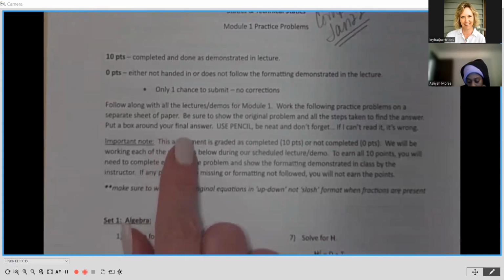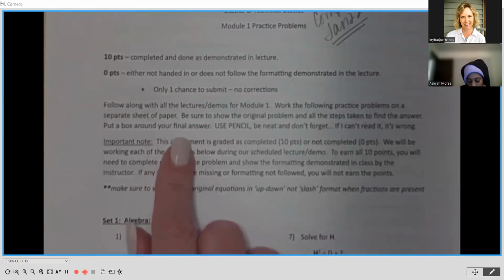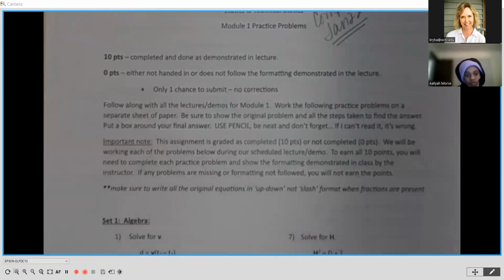Put a box around your final answer. If you don't do that, it's called a 0. All right. So I want you to answer the question, always definitively telling me this is the end.